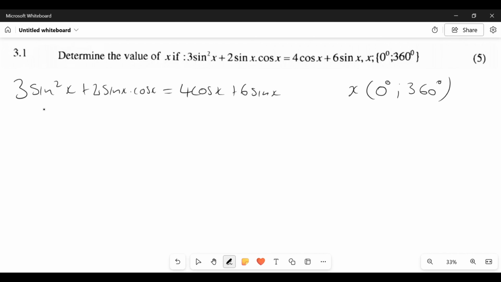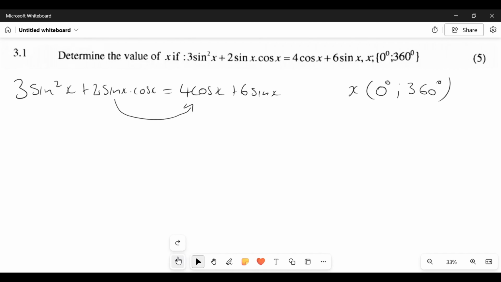Now, guys, in order for you to solve this question, you need to do some grouping. There are many ways of solving this question, but the best way that I can solve it is to do some grouping. So what I'm going to do is group the trigonometric ratios that have cos together and the ones that have sines together. I'm going to take this 2 sine x cos x to the right hand side, and then I'm going to take this 6 sine x to the left hand side.